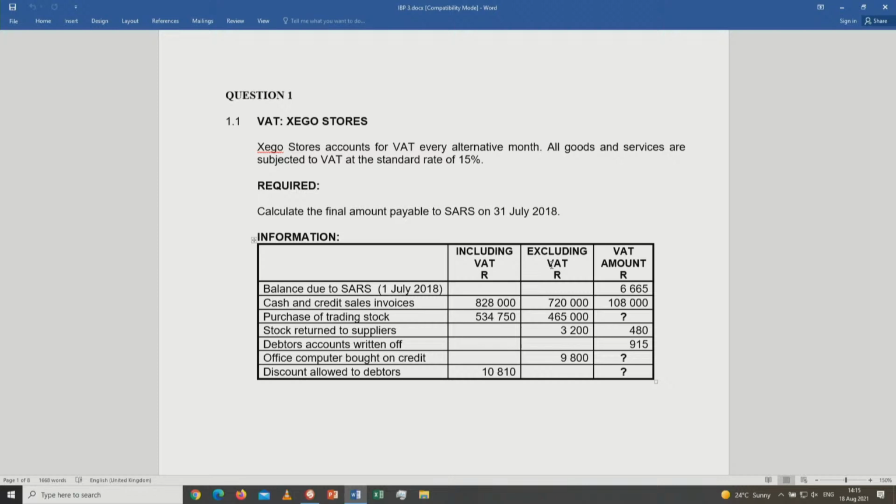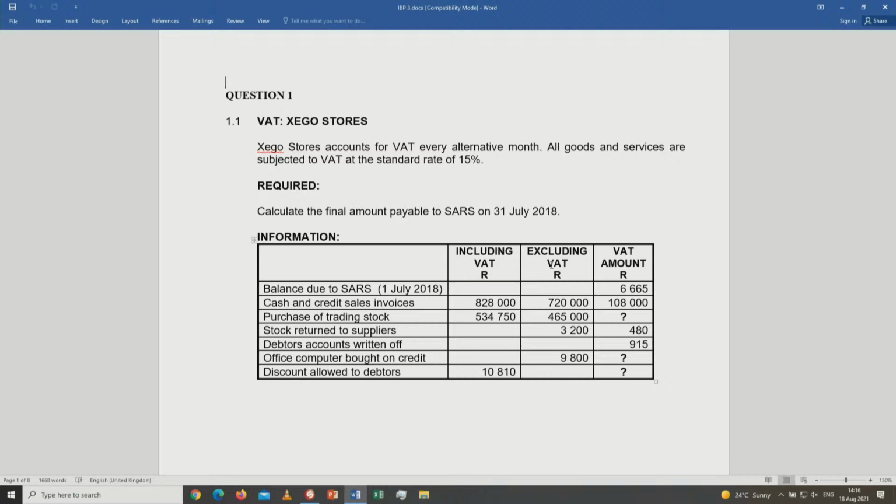Then we go to the next transaction. Stock returned to suppliers. There's a VAT there of 480. Now, ladies and gentlemen, whenever you come across a transaction of returns, you ask yourself initially what did we charge? In this case, we are returning stock to the suppliers. It means initially we bought, and when we buy, the money went out of the business, we charged input VAT, right? Now that we are returning goods back to the suppliers, you cannot charge input, but now you charge output VAT. You cannot charge input twice.